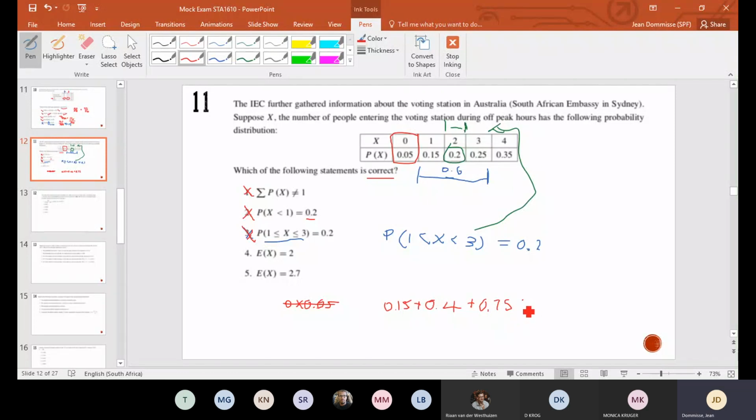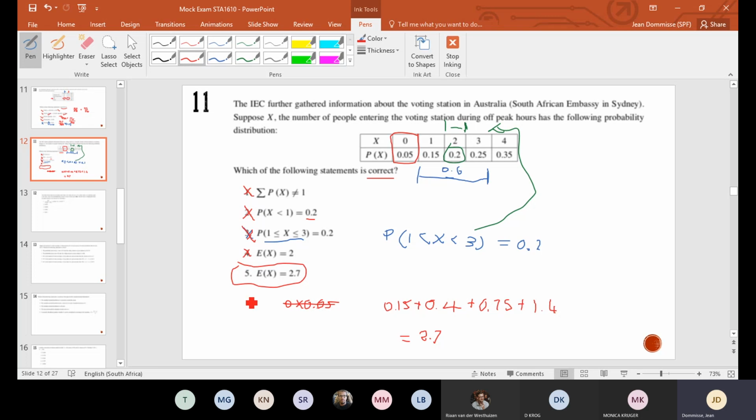And 4 times 0.35, I need to just calculate. It is 1.4. Okay, so if we then add all of that together, we get that the mean is equal to 2.7. Okay, so that one would have also been wrong. So a correct answer would have been option 5.